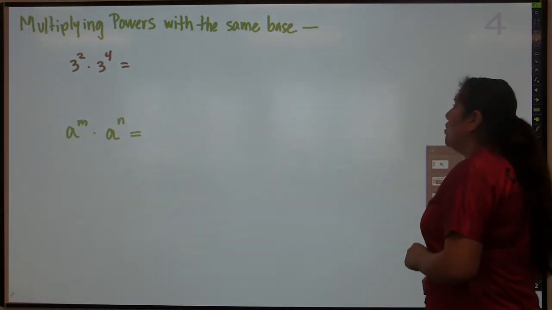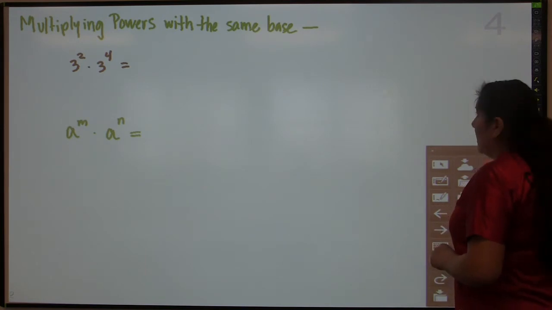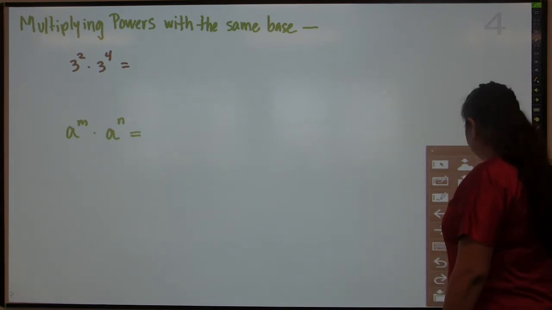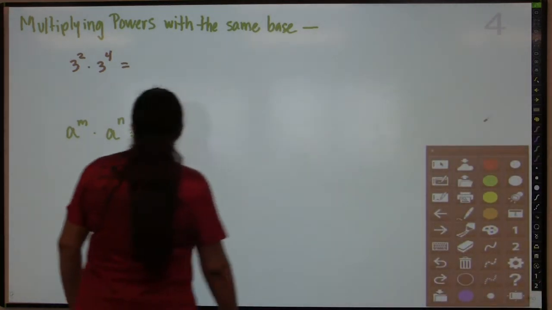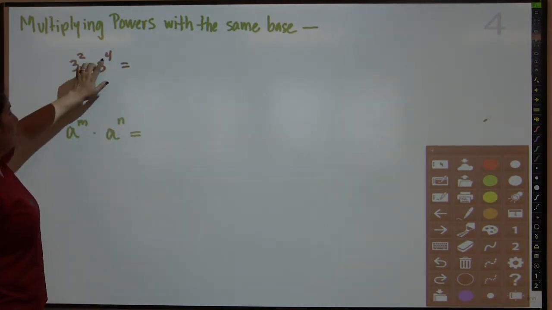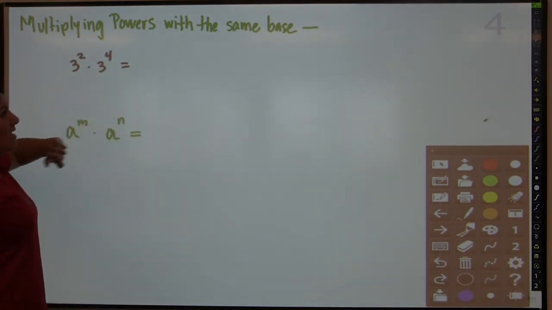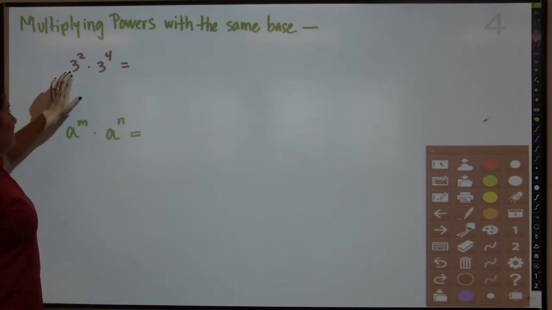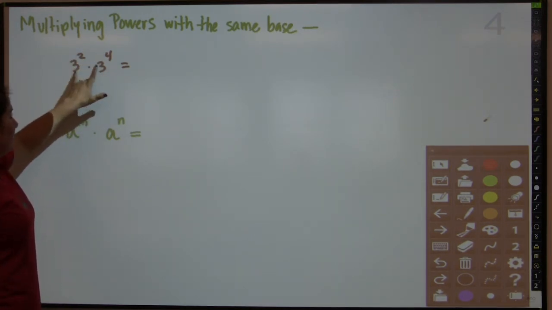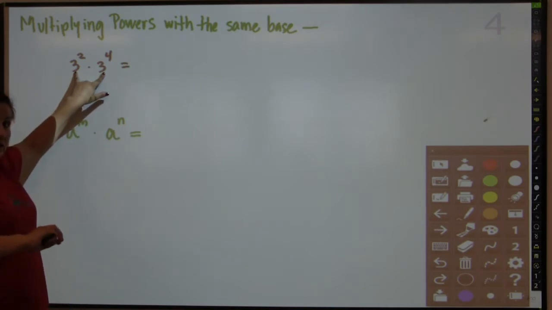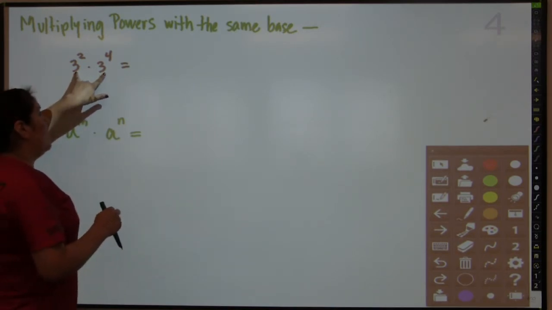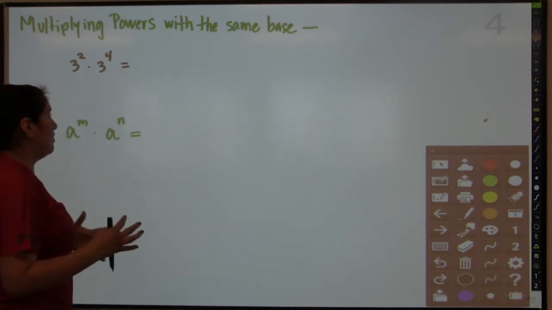So when you are multiplying powers, as you can see here, you have 3 squared and 3 to the fourth, and of course it says with the same base. Again, from before, the base is 3 for this power, and the base is 3 for this power. They have the same base. So as long as the bases are the same, when you multiply them, we're trying to figure out what the rule of thumb is going to be.